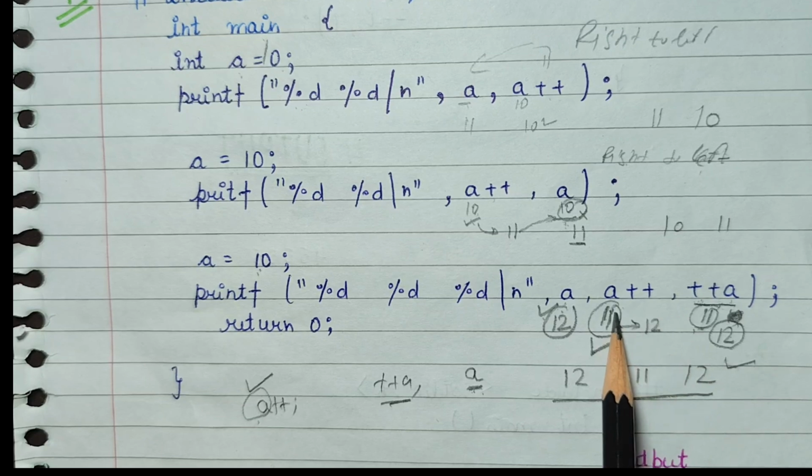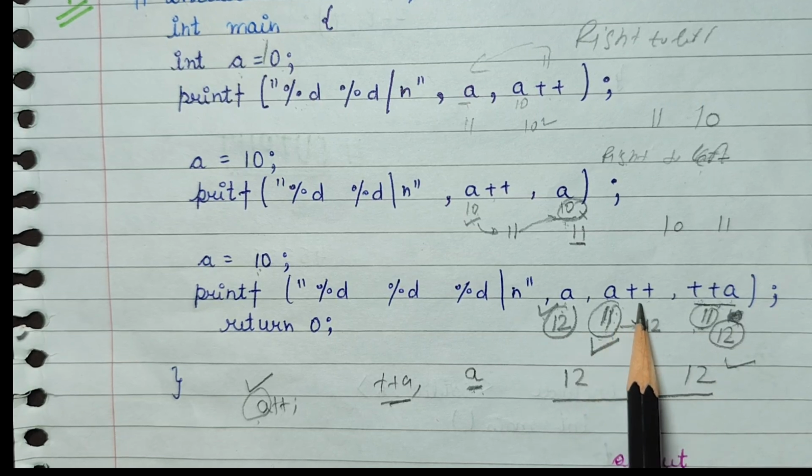After this, control moves here. This one is a post increment, so the value 11 is assigned to this a, and this is the final value that will be displayed in the output, because this one is the post increment. After this post increment is evaluated, 11 becomes 12.